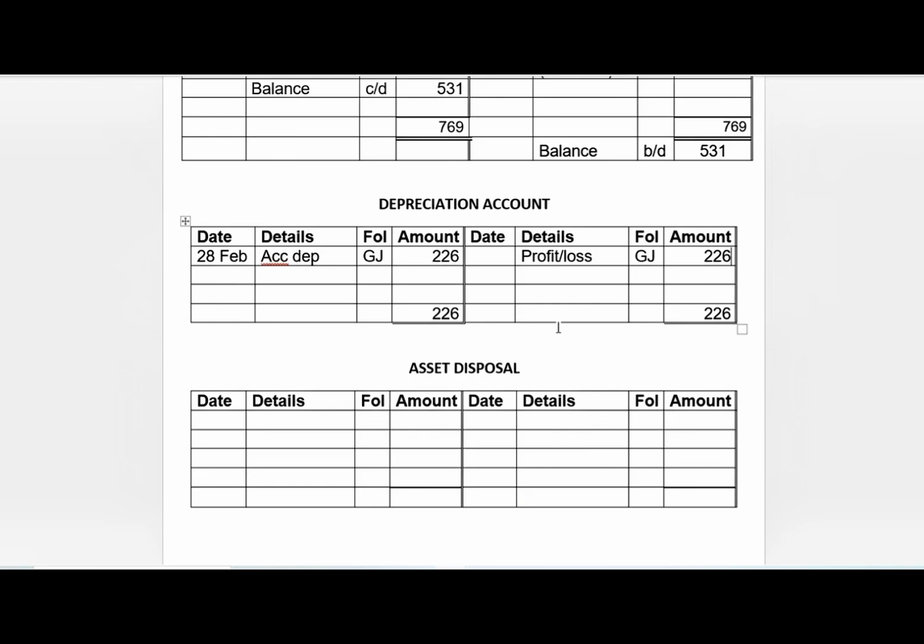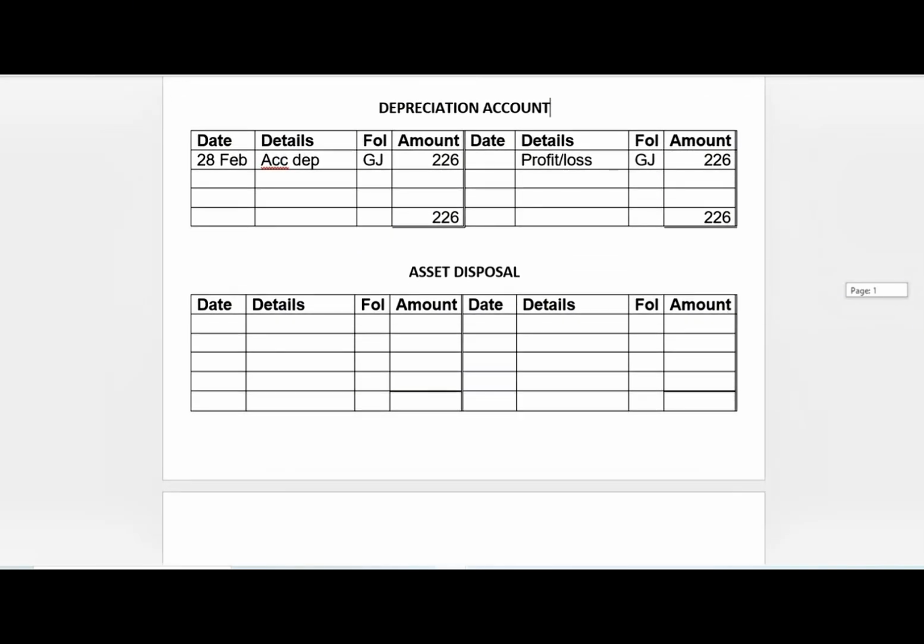Now we are going to prepare the asset disposal account, because we are done with the depreciation account. Remember, we are closing with the profit or loss because the depreciation account is an expense account, I mean to say, not asset, expense account that qualifies to profit or loss, right? So let's go and do the asset disposal account.